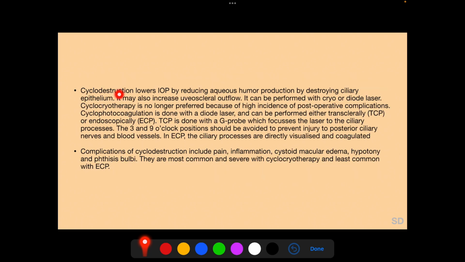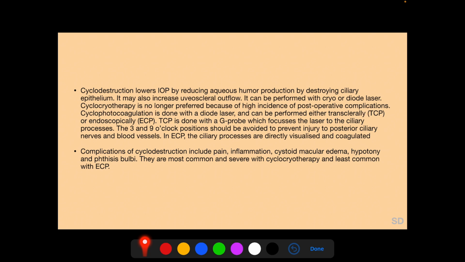Cyclodestruction lowers intraocular pressure by reducing aqueous humor production by destroying the ciliary epithelium. Increase of uveoscleral outflow may also contribute to IOP lowering by cyclodestruction. Cyclodestruction can be performed with either cryo or with a diode laser. Cyclocryotherapy is no longer preferred because of high incidence of postoperative complications.